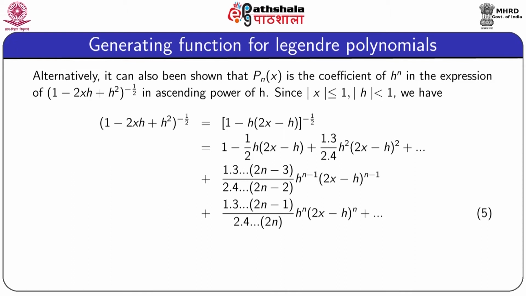We look into expression number 6, which is a binomial expansion of 1 minus 2 x h plus h square to the power minus half. You can express this in the form 1 minus h into 2 x minus h whole to the power minus half. If we expand this in binomial, we will get 1 minus half h into 2 x minus h plus 1.3 divided by 2.4 h square into 2 x minus h whole square plus dot dot dot. The last two expressions are the n minus 1th and the nth term respectively.